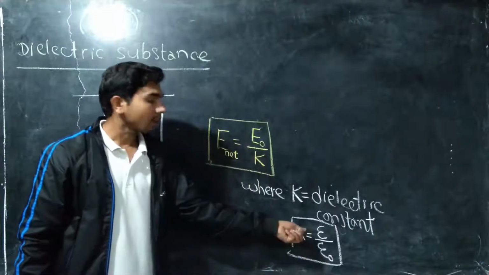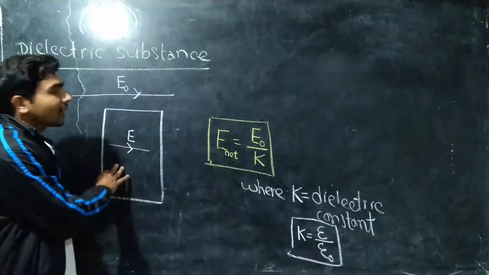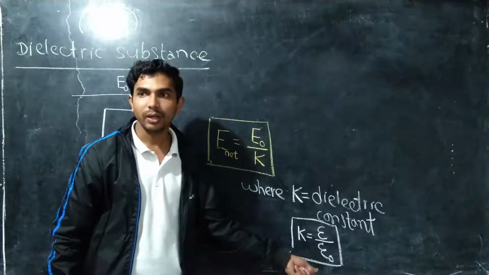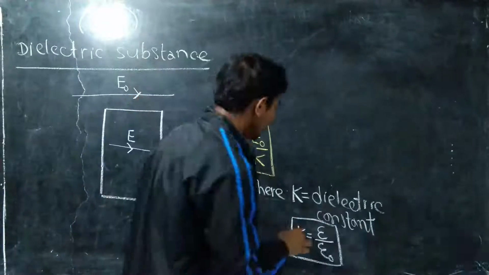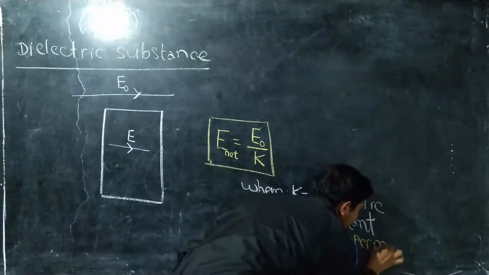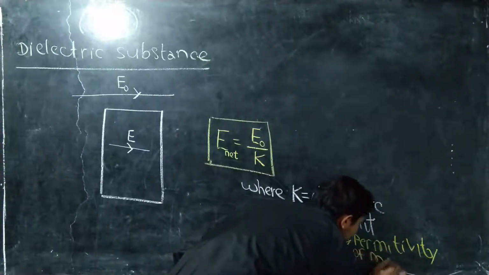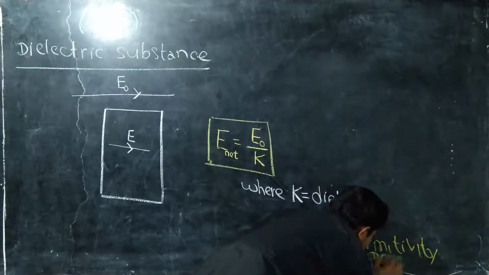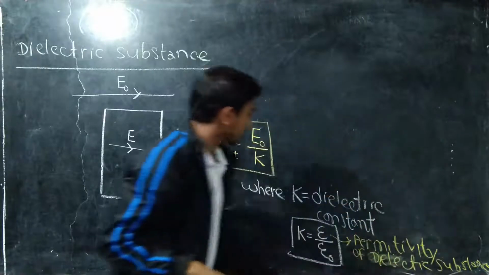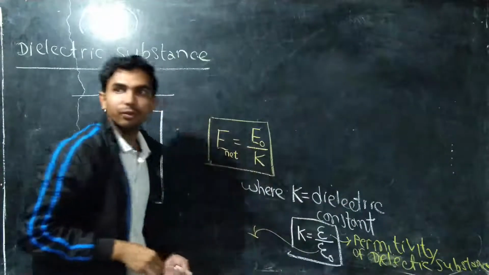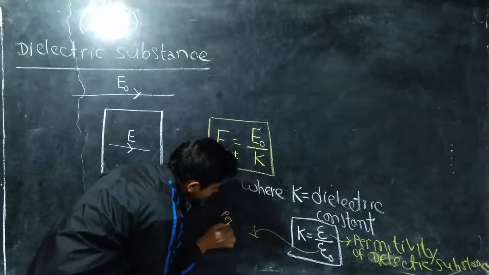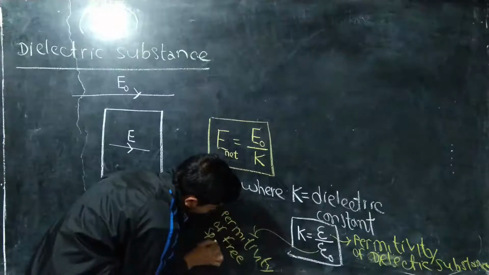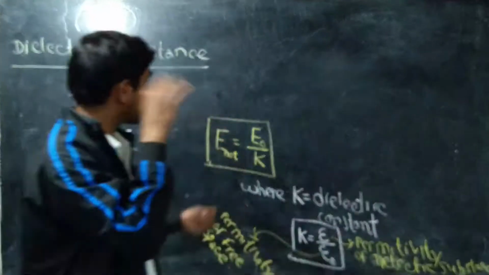What is epsilon? Epsilon is the permittivity of this material, this substance. And epsilon naught is the permittivity of free space. I hope these things are clear to you. So this is the permittivity of the medium, the permittivity of the dielectric substance, and this is the permittivity of free space. Okay, so everything is clear to you.